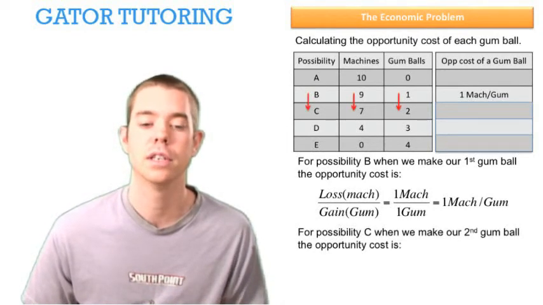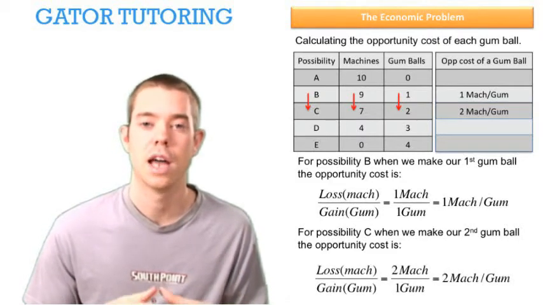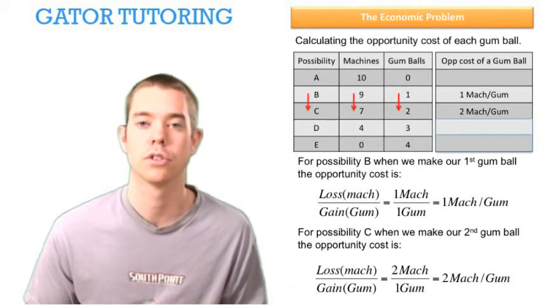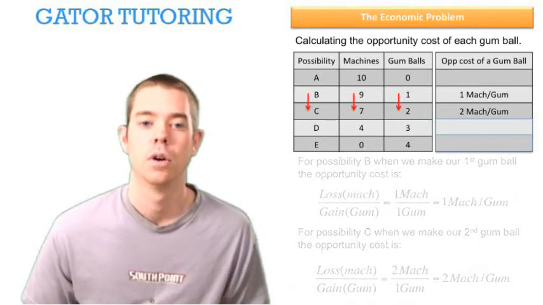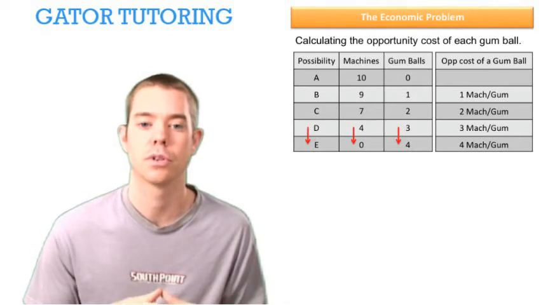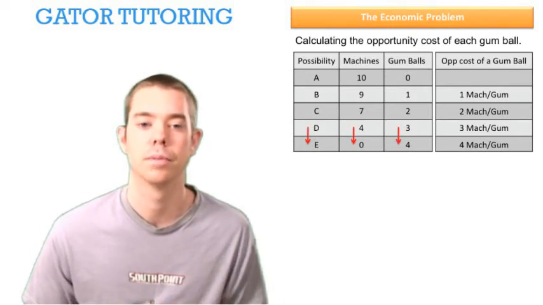For possibility C, when we make our second gumball, the opportunity cost is now we've lost two machines and we've gained one gumball. So the opportunity cost is two machines per gumball. We can do this over and over. Moving from C to D, we see that our opportunity cost is 3 machines per gumball. And moving from D to E, we see that our opportunity cost is 4 machines per gumball.